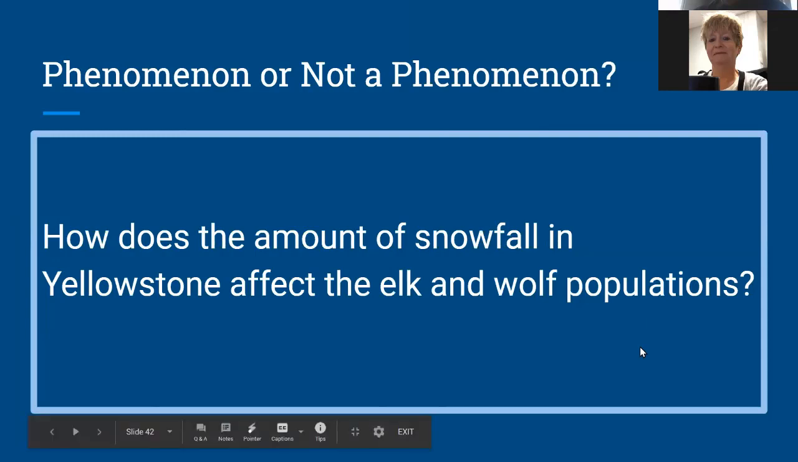Okay, how does the amount of snowfall in Yellowstone affect the elk and wolf populations?